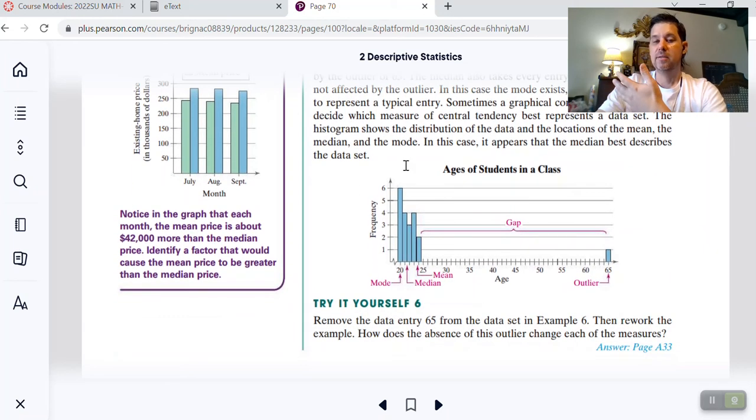So first, let's see, here's all the data. So I read this, there's like 6 students that are 20 years old in the class and so on. And then look out here, there's one student that's 65 years old in the class. And there's this huge gap in between them, all right? The oldest student up to that looks like it's 25 years old, and there's 2 of those.